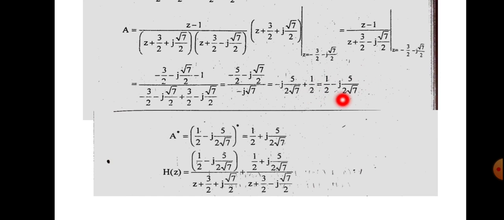That is equal to 1 by 2 minus j into 5 by 2 root 7. I am not discussing all the steps because they are simple mathematical steps. You can go through it and write it in your notebook. Next you can find A conjugate in the same manner. Since A is obtained, you can directly write A conjugate as 1 by 2 plus j 5 by 2 root 7. Either you can go through these steps, but it is time consuming, so you can directly write A conjugate from this value.